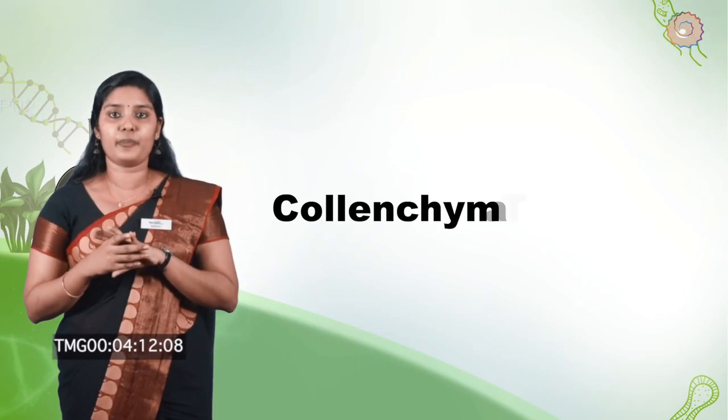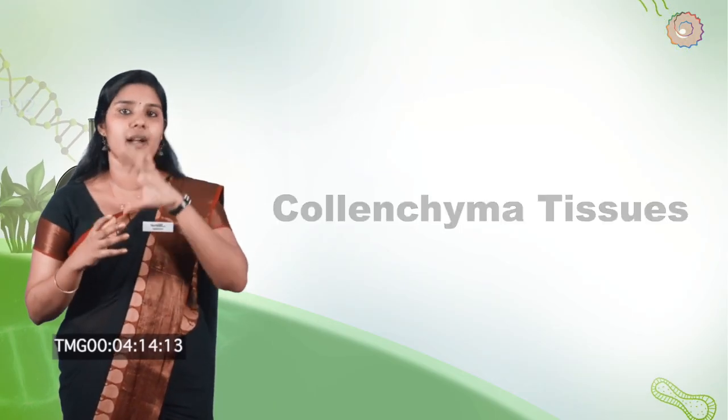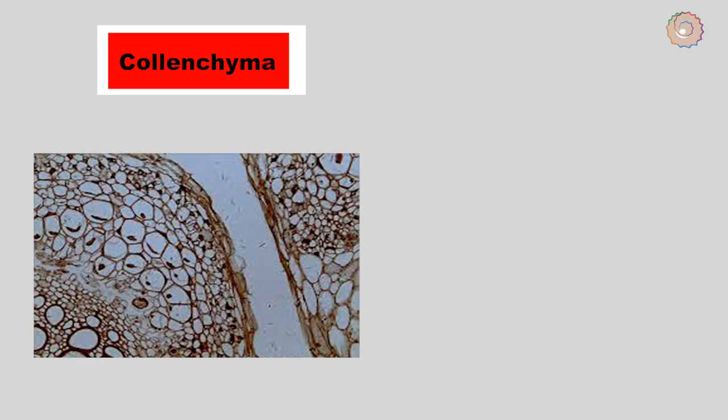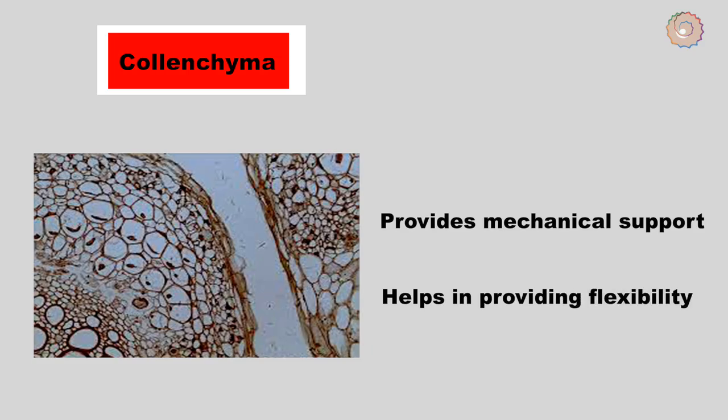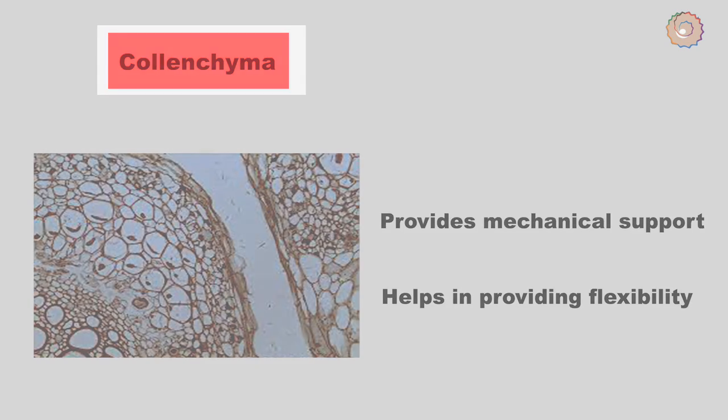The second type of permanent tissue is collenchyma tissues. Collenchyma tissues are another type of simple permanent tissues. Collenchyma tissues provide mechanical support for the plant. It provides flexibility to the plant. They are living cells found in leaf stalk, stem and tendrils.